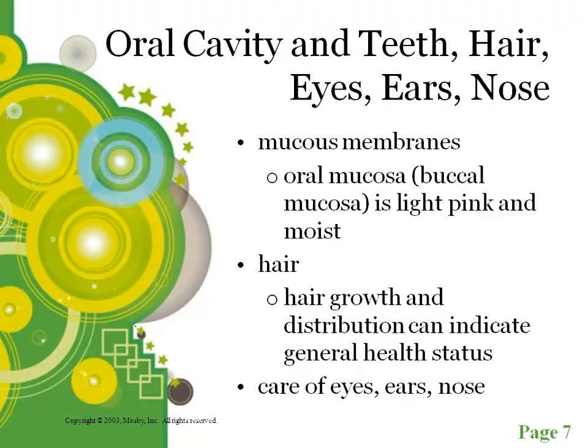Our oral cavity and teeth, hair, eyes, ears, and nose. With our mucous membranes, we expect our oral mucosa, or the buccal mucosa, to be light pink and moist. Obviously, if it is pale in color, that's a great indicator that the patient may be anemic or having blood loss. We look at hair growth and distribution because this can indicate the general health status of the patient.